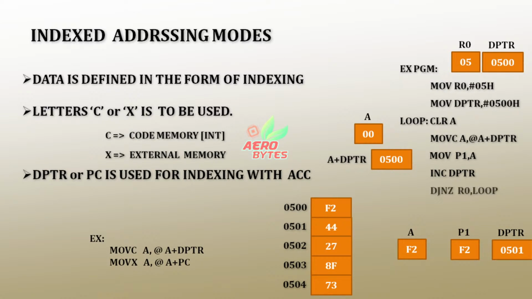Then DJNZ R0 comma loop, in the sense decrement the value of R0. What is the value of R0? 05 is the value of R0. Then R0 value is decremented by 1, and it is not 0, so jump to the loop, clear A. Again the process is going on.